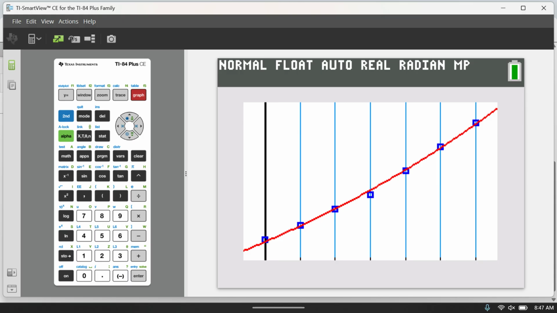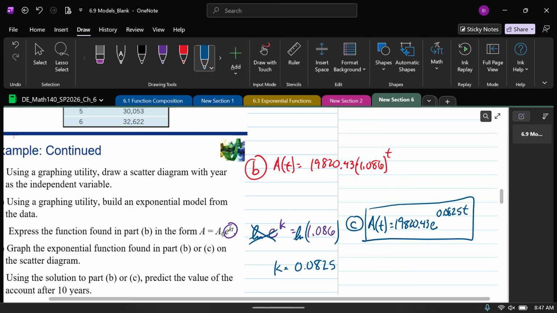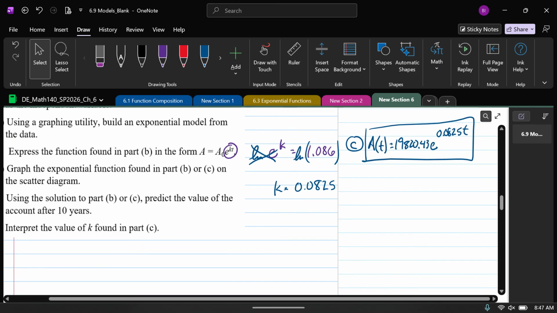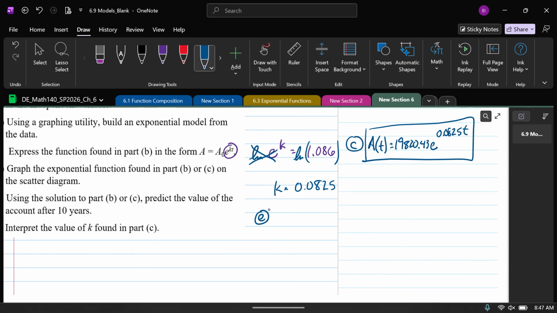We're finding the regression equation, that equation of best fit. It gets the closest to all of the data points, not necessarily going through all of them, but it gets the closest to all of them. Okay, so that's part D. We did the graph. Part E says using one of those equations, predict the value of the account after 10 years. Okay, so I'm going to plug in 10 for t.